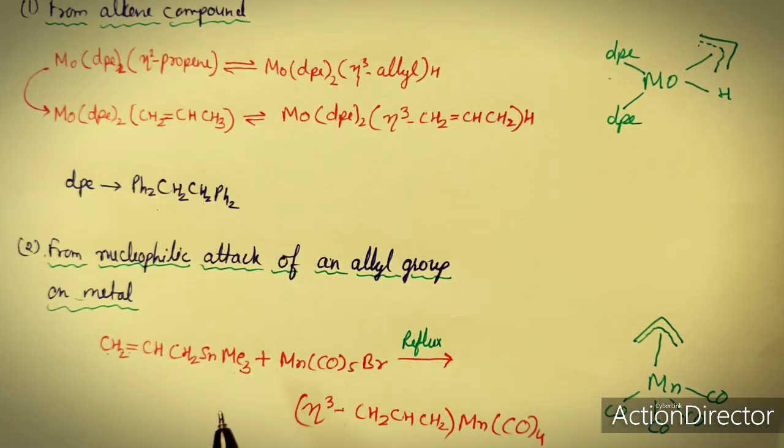So in this preparation, you can see that the positive part of this carbonyl halide will add to the allylic group, and formation of allylic complex will take place. So this is again an eta 3 type ligand, allylic, because all the carbon atoms are attached to the metal center.